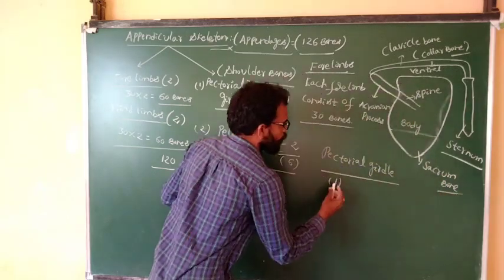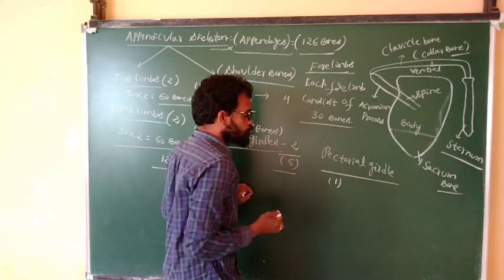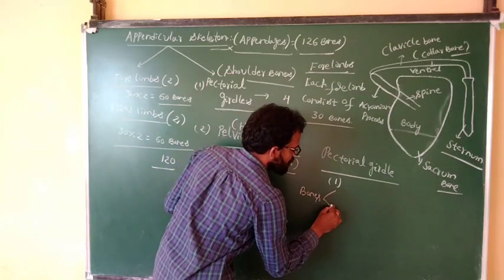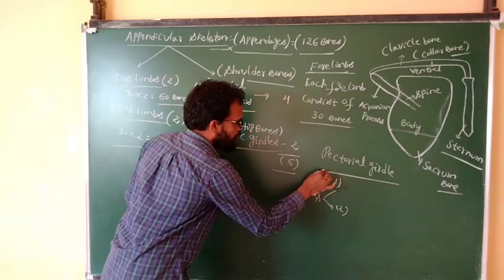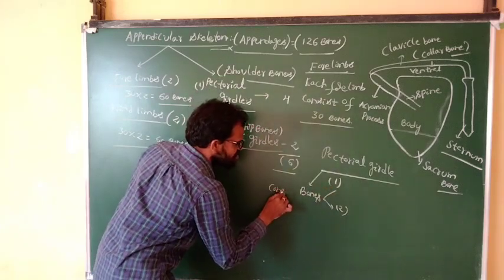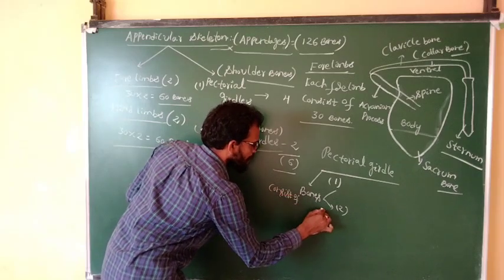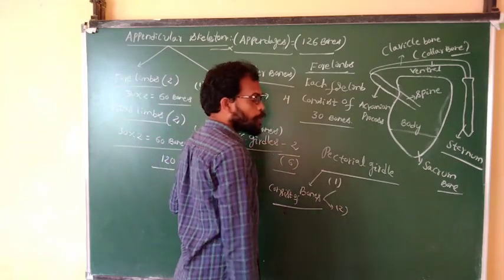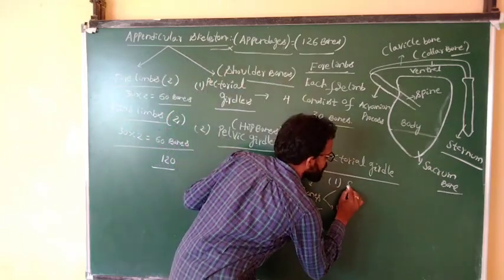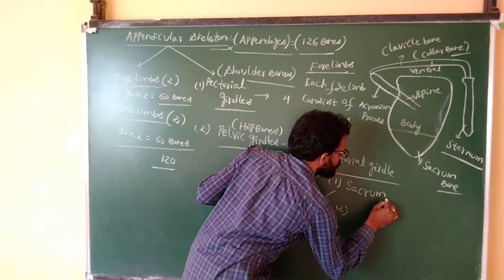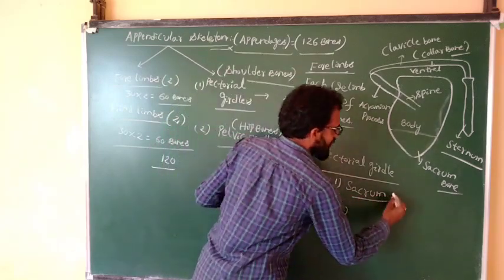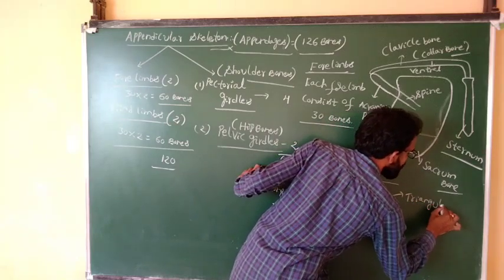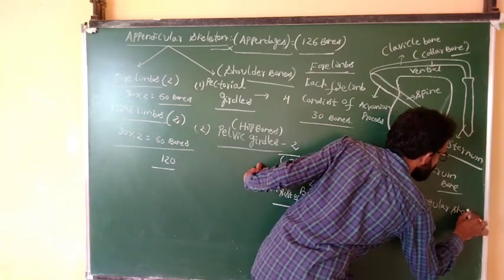The pectoral girdle consists of two bones. The first bone of the pectoral girdle is nothing but the scapula. What is the bone? Scapula. The scapula is a triangular shaped bone.